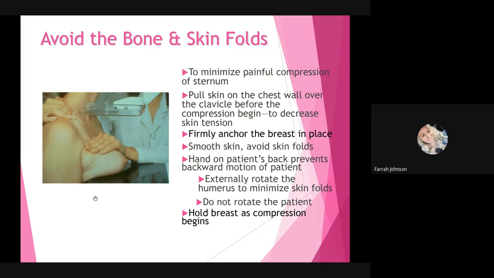This will help to firmly anchor the breast in place. You want to smooth the skin and avoid skin folds as much as possible. With your hand on the patient's back, you're going to help prevent backward motion of the patient, and you want to externally rotate the humerus to minimize skin folds. This area of the breast, right up underneath the axilla, is the most common area for skin folds. Then you do not want to rotate the patient because you want to make sure that you include all of that medial tissue. And then you're going to hold the breast as the compression begins, helping to smooth out the folds.